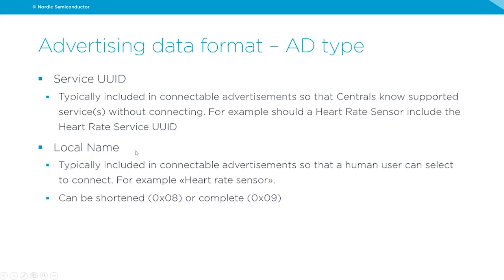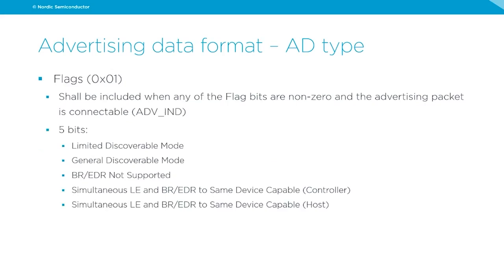The second common advertising type is the local name. It is included in connectable advertisements so that the human user can select the device to connect to. For example, heart rate sensor, or it can contain a specific name. It can be a short name, which is type hex 08, or the complete name, which is hex 09, which contains the name.